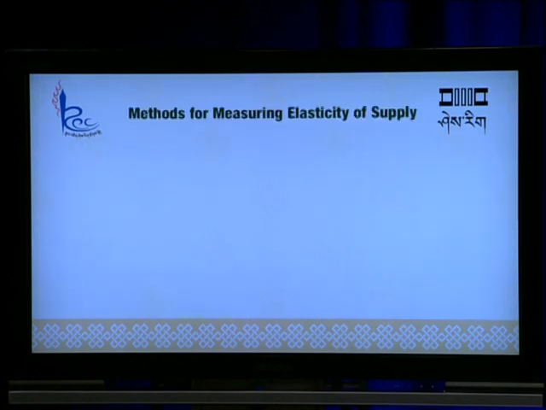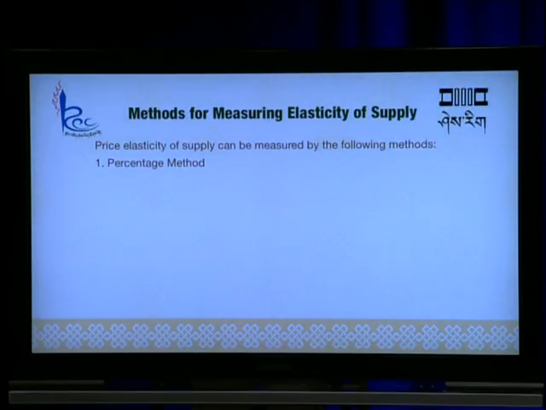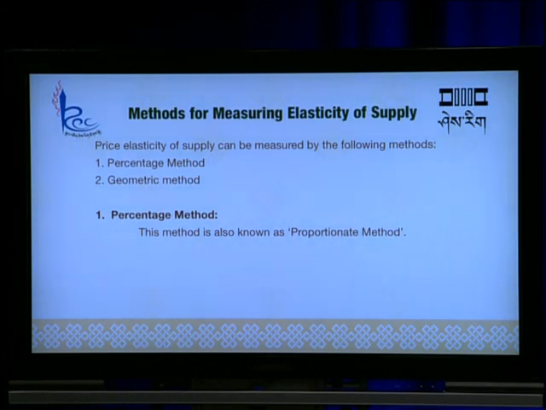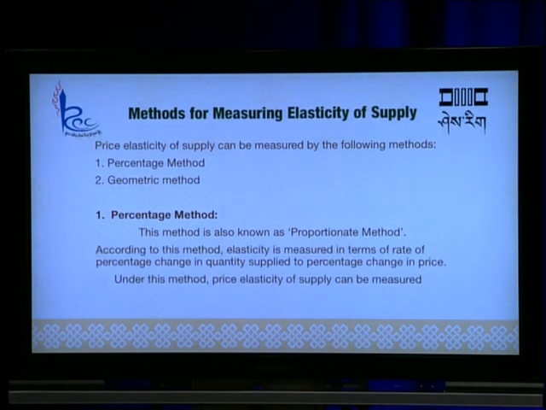Now, we will go to the next topic, that is, we will now look into the methods for measuring elasticity of supply. Here we have 2 important methods. First one is the percentage method, the other one is the geometric method. Now, we will look into the first one. The percentage method is also called the proportionate method. This is because in this method, we take the ratio of percentage change in quantity supplied by percentage change in price. So, that is why it is called the proportionate method.